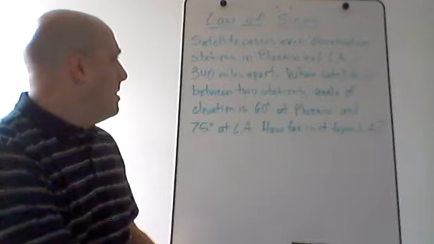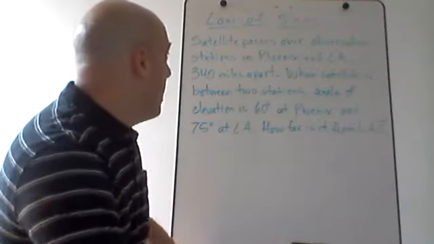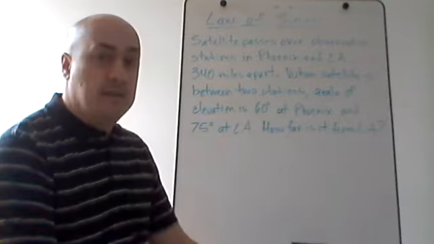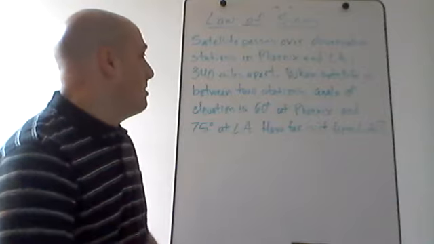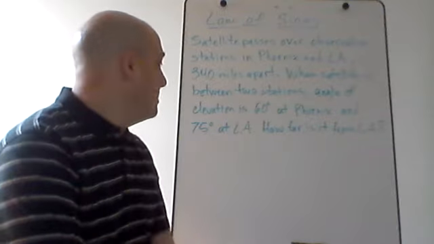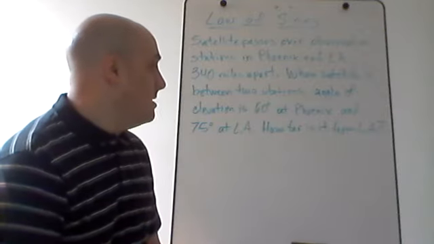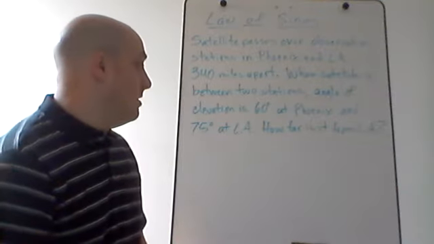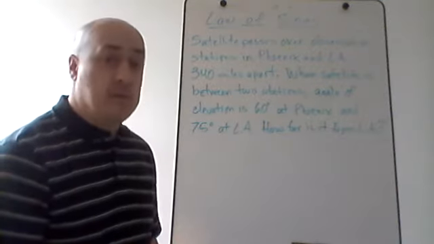Alright, so the problem here we're going to do: a satellite passes over observation stations in Phoenix and Los Angeles, which are 340 miles apart. When the satellite is in between the two stations, the angle of elevation is 60 degrees at Phoenix and 75 degrees at Los Angeles. How far is it from Los Angeles?